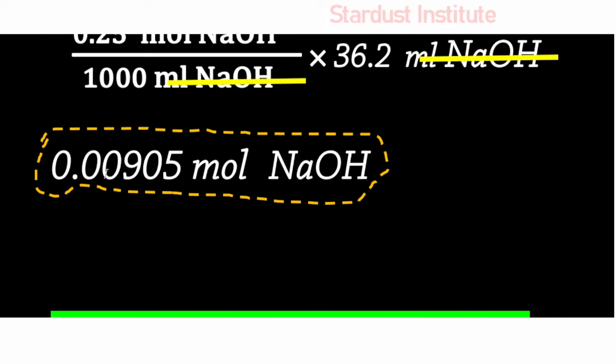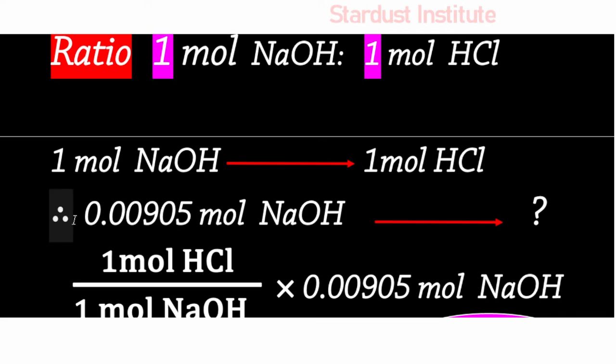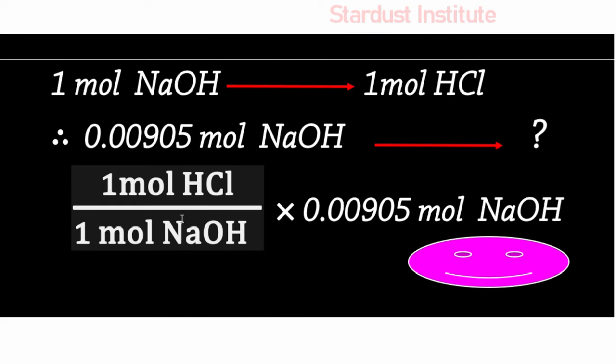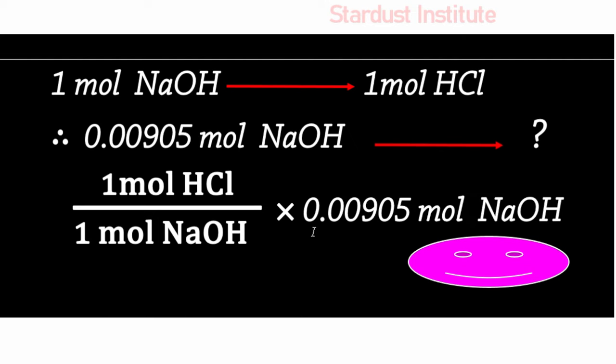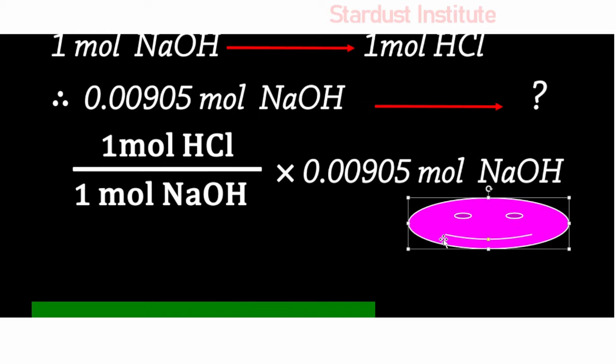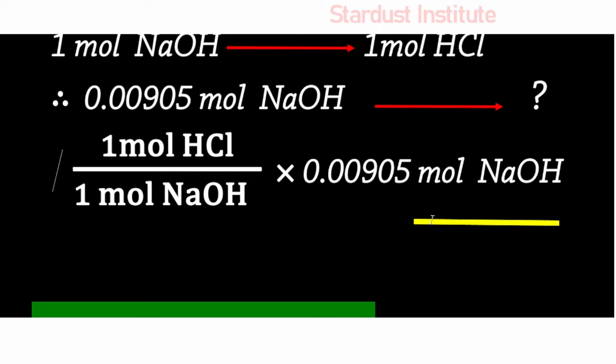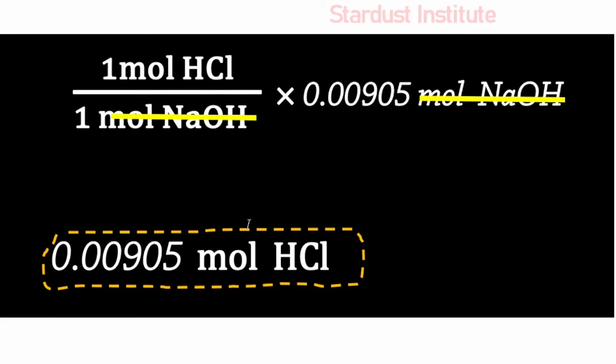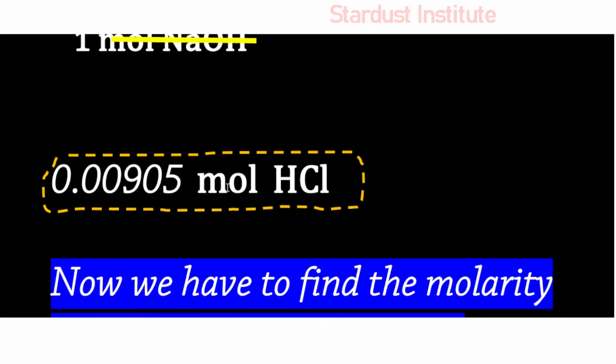Now we have 0.00905 moles of sodium hydroxide. Therefore, to react with 0.00905 moles of sodium hydroxide, how many moles of HCl are required? We can find the answer this way: 1 mole HCl divided by 1 mole sodium hydroxide, multiplied by 0.00905 moles of sodium hydroxide. We cancel out units: mole NaOH, mole NaOH. Then we get 0.00905 moles of HCl.